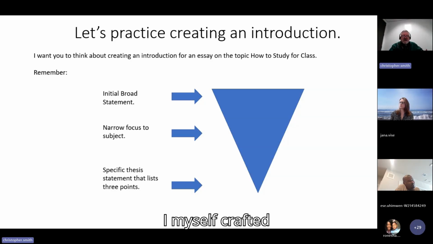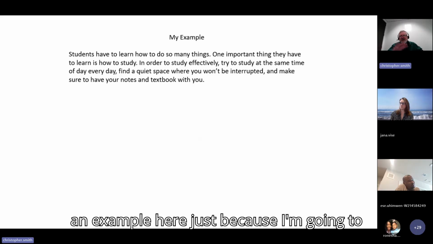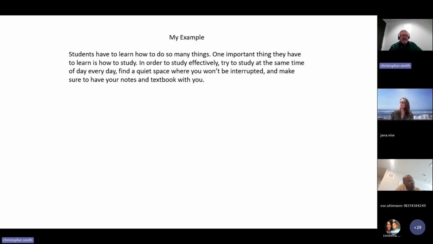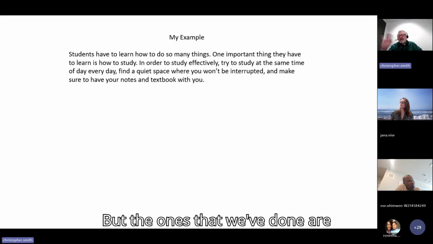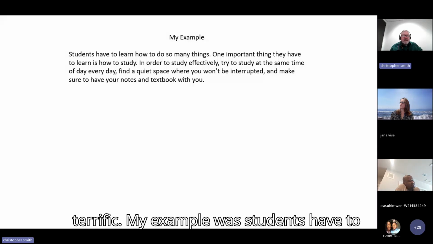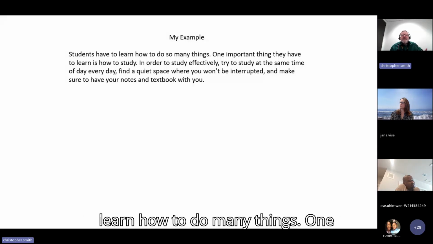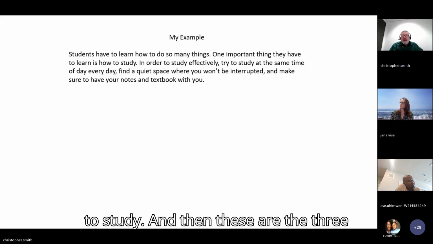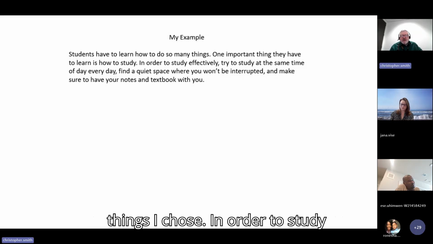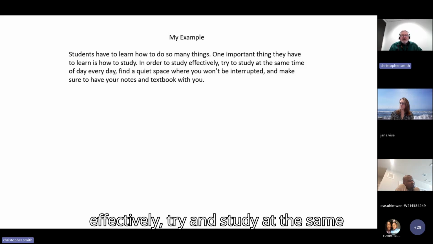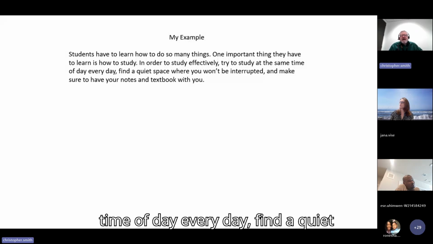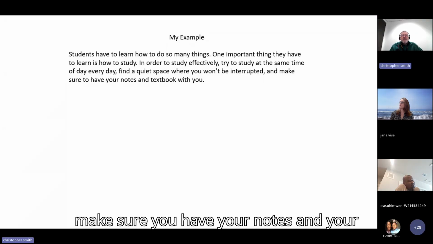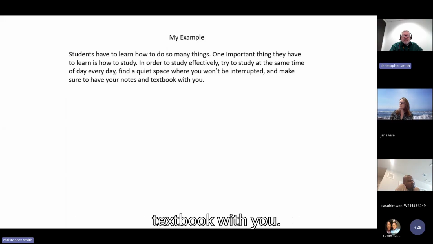I myself crafted an example here just because I'm going to keep showing examples as we go along. But the ones that we've done are terrific. My example was students have to learn how to do many things. One important thing they have to learn is how to study. And then these are the three things I chose. In order to study effectively, try and study at the same time of day every day, find a quiet place where you won't be interrupted, and make sure you have your notes and your textbook with you.